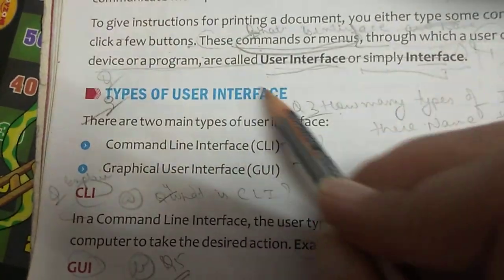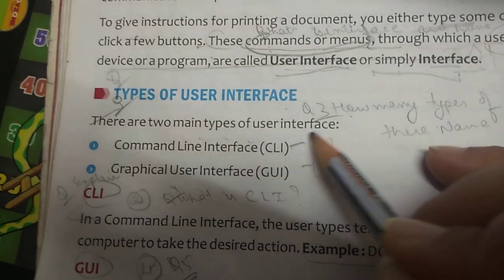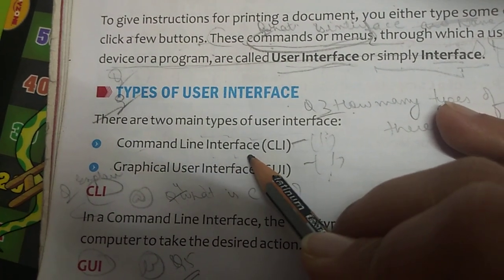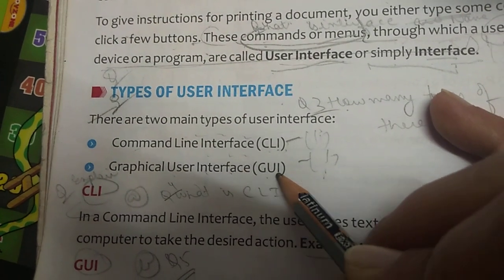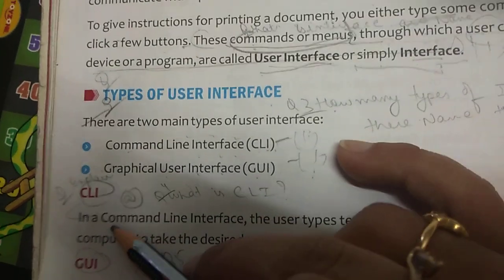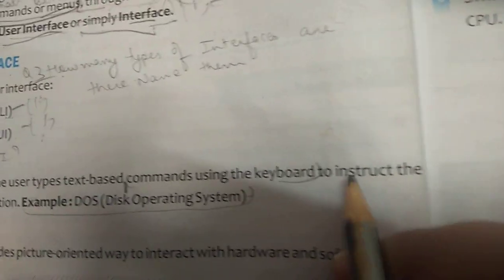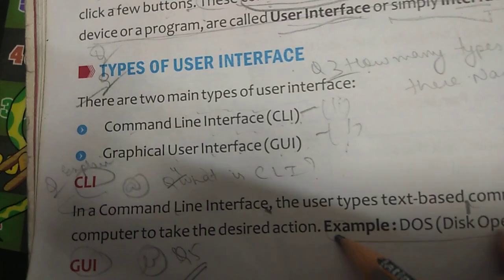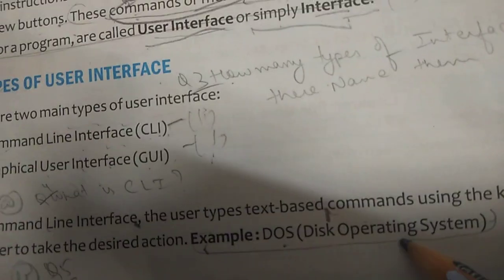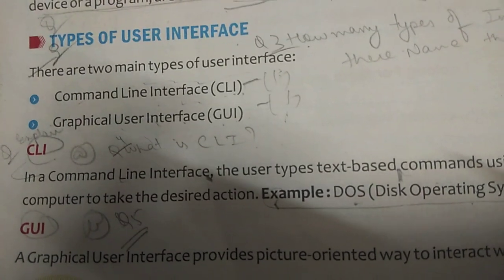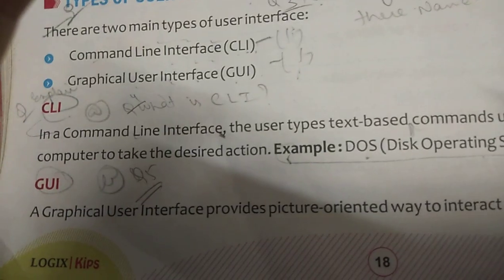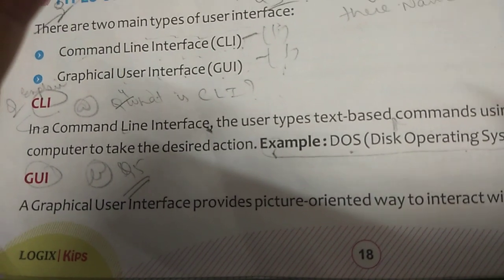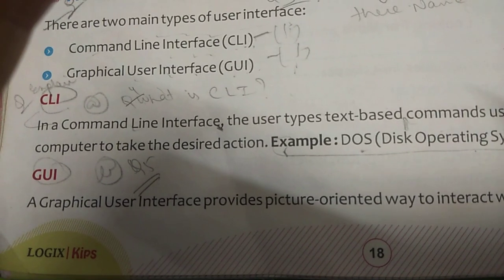Next we have types of user interface. There are two main types of user interface. One is command line interface, also known as CLI. Next is graphical user interface, also known as GUI. Now what is CLI? In a command line interface, the user types text-based commands using the keyboard to instruct the computer to take the desired action. For example, DOS, disk operating system. That means everything here is done, from starting the computer to shutting it down, using commands only, typed textually.